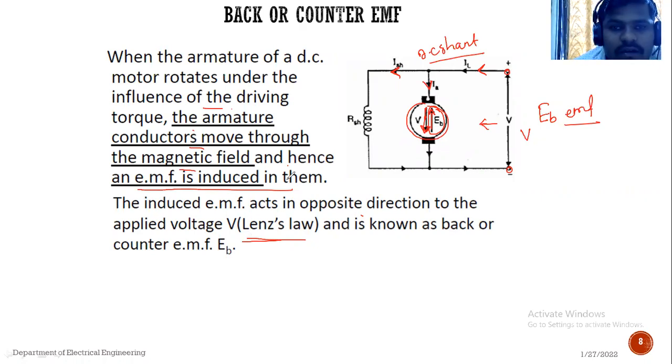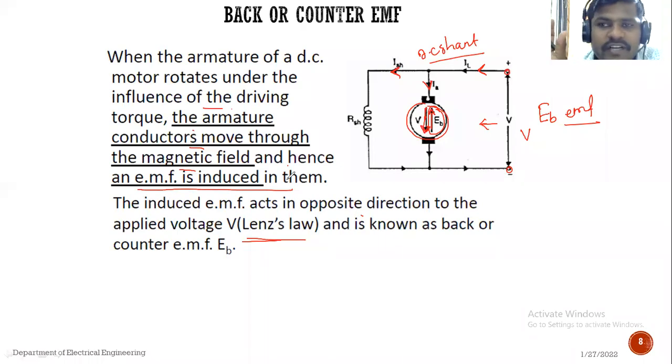See, consider this DC shunt motor. In that DC shunt motor, supply can be provided to the motor. According to the principle of DC motor, when a current carrying conductor is placed in a magnetic field, it experiences a mechanical force. That means the armature of the motor will start rotating.